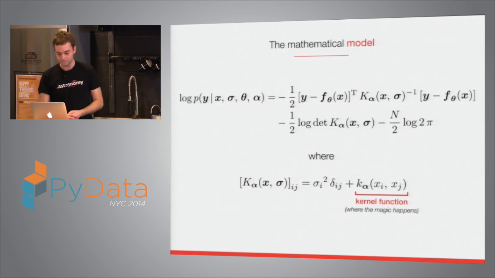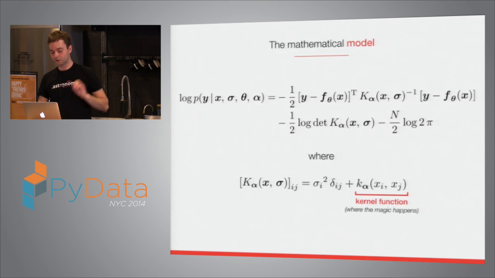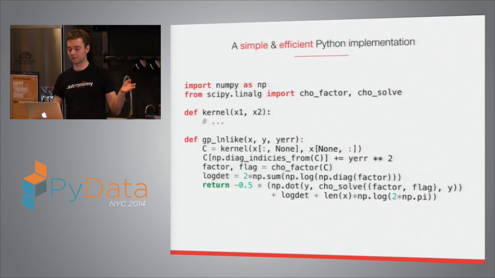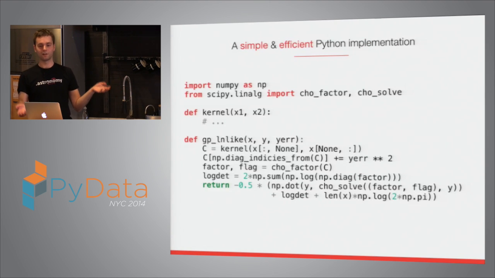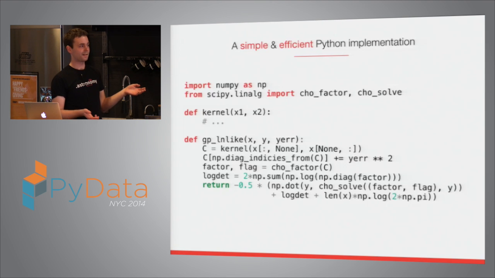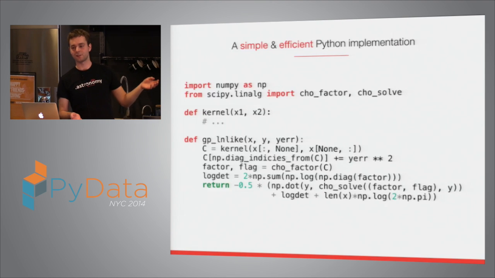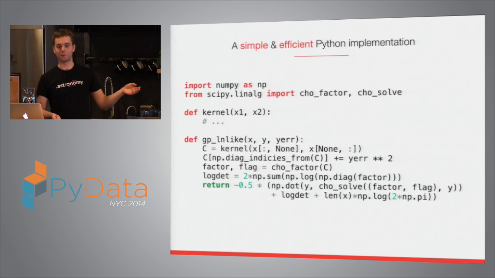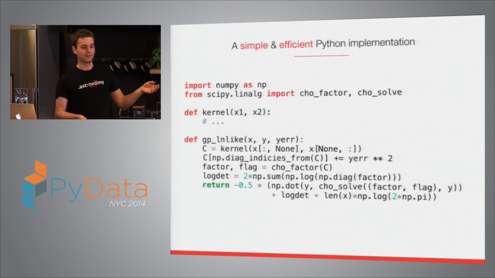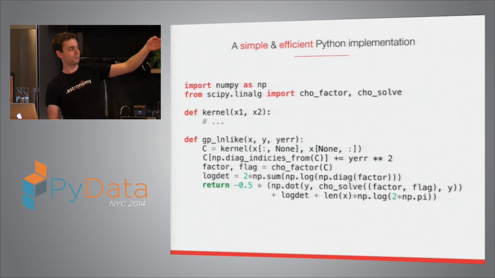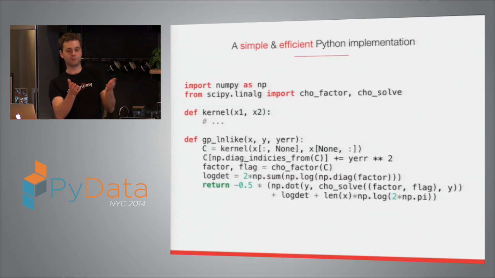Now, I showed this slide before. And I said that this is all you have to do. This is the whole thing. This is what a Gaussian process is. And that's true. So here is an example of how you would code this up in Python. This is more or less the most efficient version that I could come up with using the standard library. And we have some function, the kernel function, that evaluates the covariance for two different points.